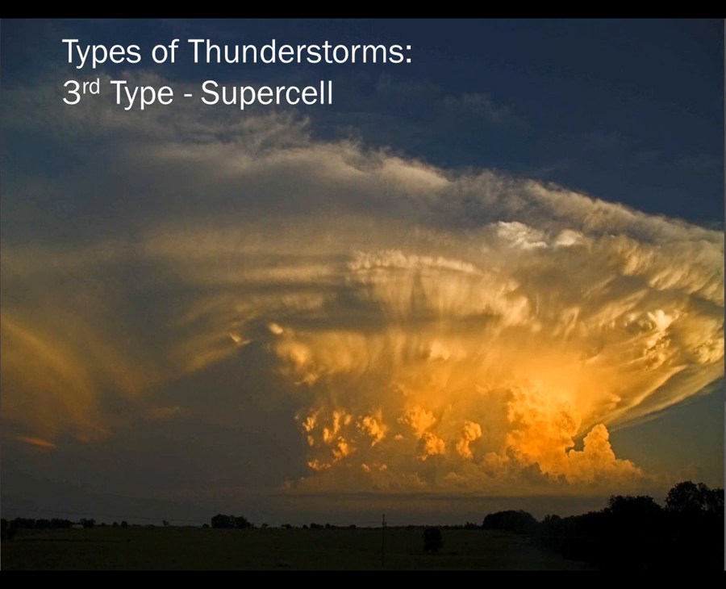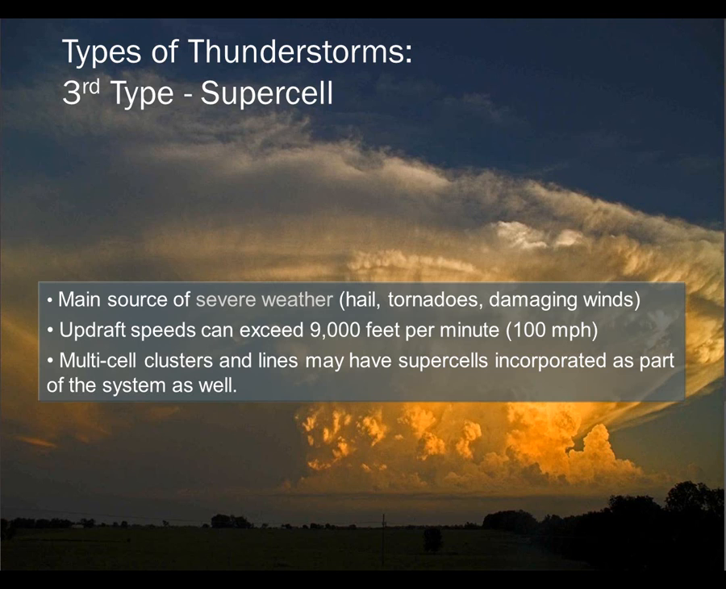The third type of thunderstorm is the supercell thunderstorm, and these are the main sources of severe weather. The updraft speeds are extreme. They can exceed 9,000 feet per minute or 100 miles per hour, and they can be part of a multi-cell cluster or line.